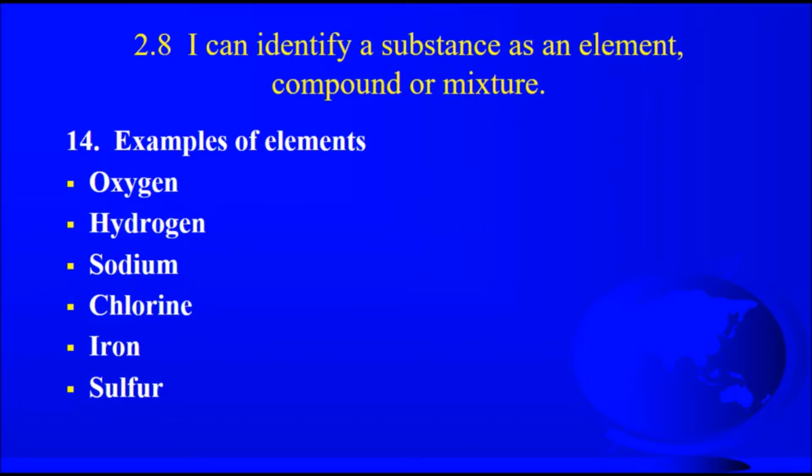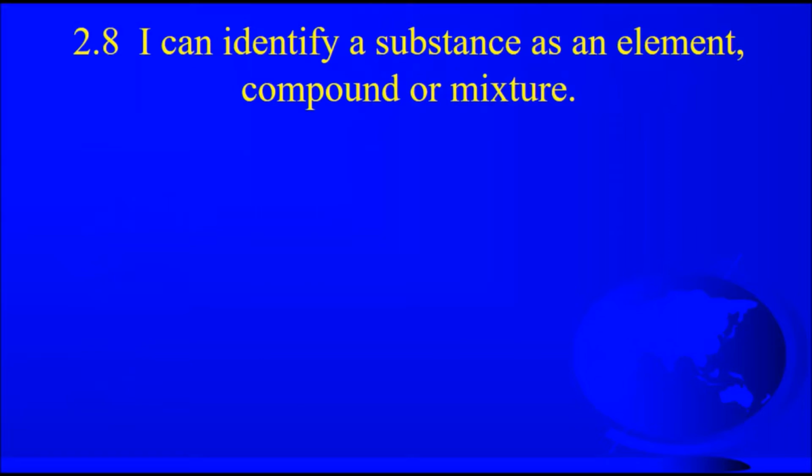There's a bunch more. There's a total of 118. Where can you find this? The periodic table. They discovered a new element a few years ago at ORNL, and they named it after us. It's called Tennessee.